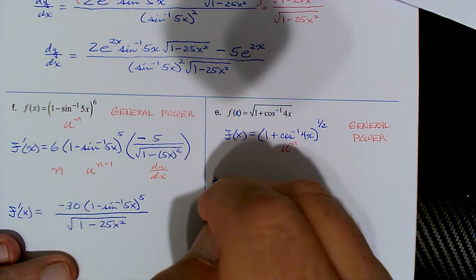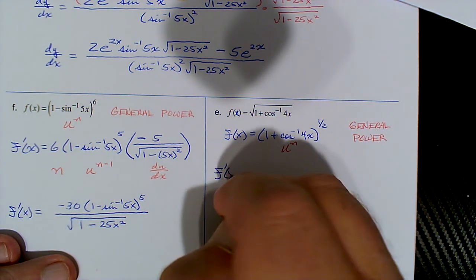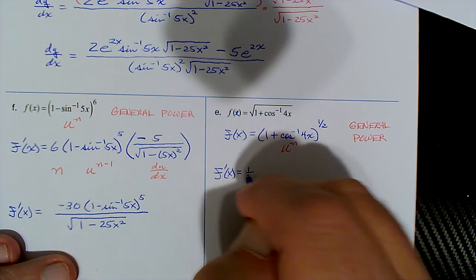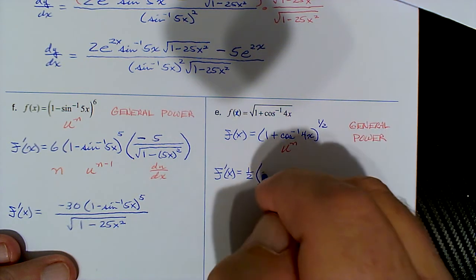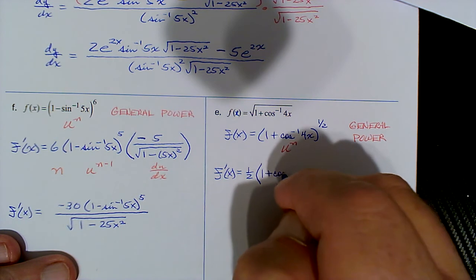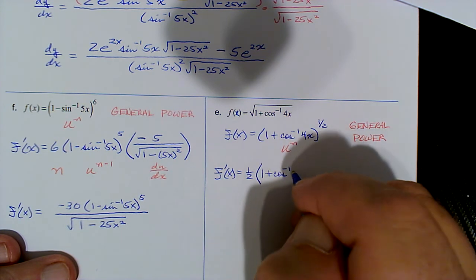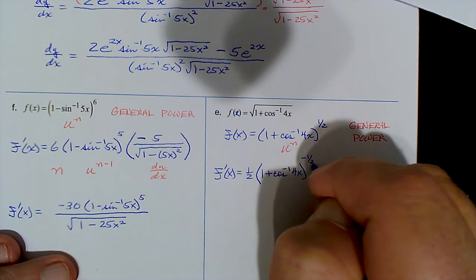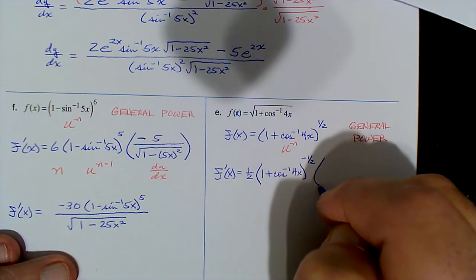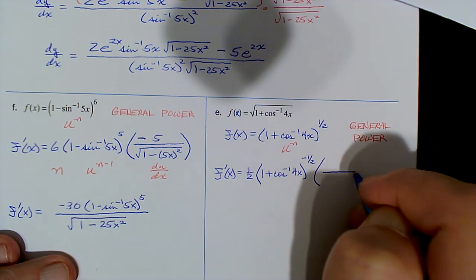Okay, so f prime of x is, once again, don't differentiate too early. You're going to swing down the 1/2, recopy that same function, 1 plus inverse cosine 4x, to the power 1 less than 1/2, negative 1/2, and then the derivative of the inside.